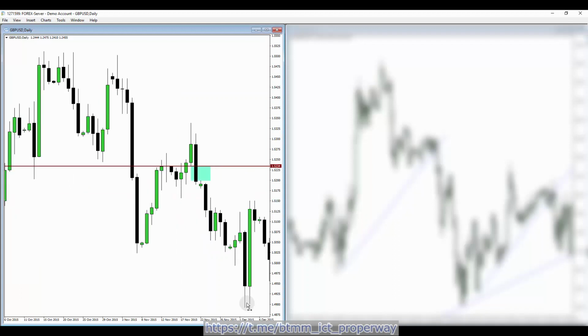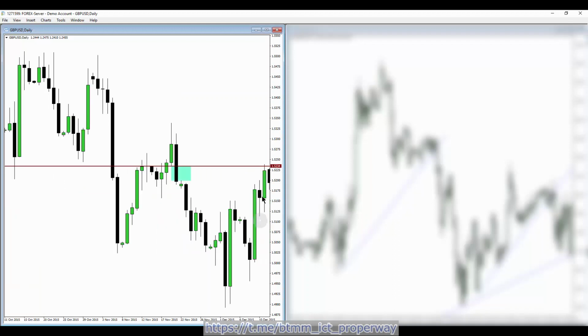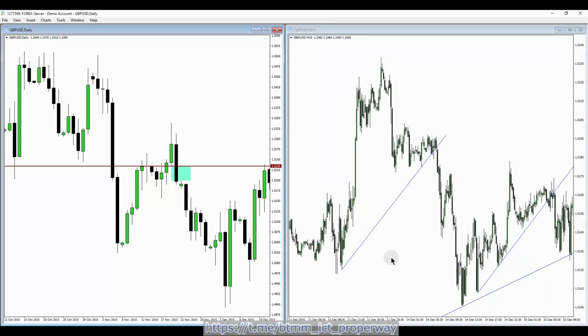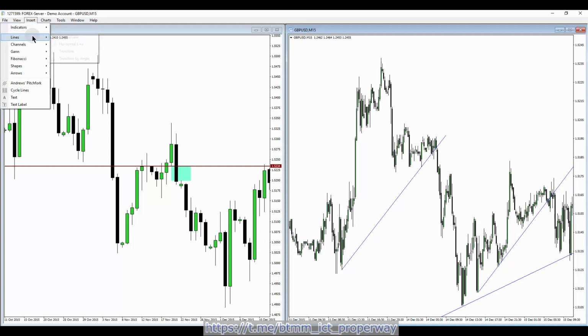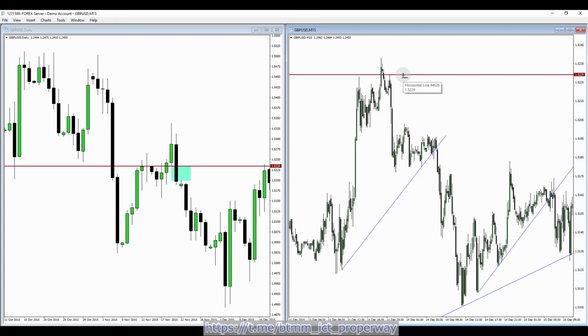Price starts to rally up, trades right into that 52.34 level right there. That day it occurs is December 11th, 2015. Over here on the right hand side, we have the 15-minute time frame for December 11, 2015. And we're going to delineate that same high at 52.34.